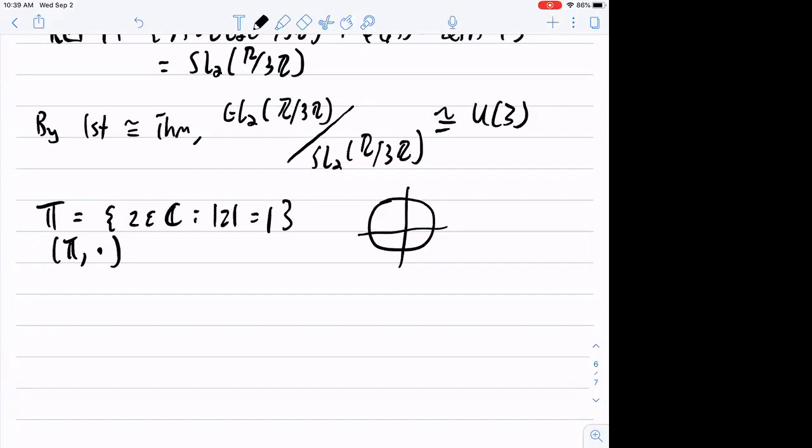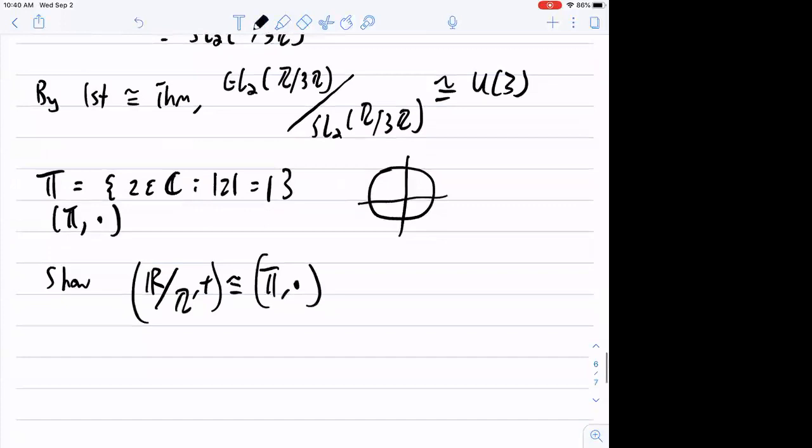So the question is, show the group R quotient Z, of course under addition, is isomorphic to T. If you like, I'll write it like this. But most problems in the book will just ask like this, because the operation is implied.